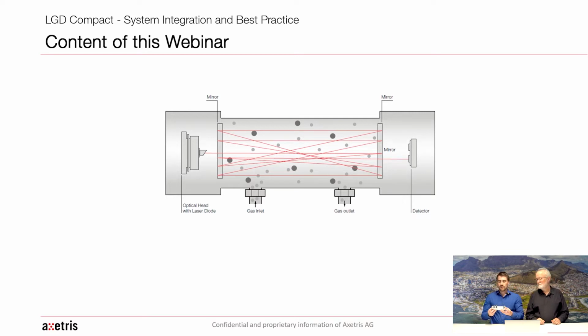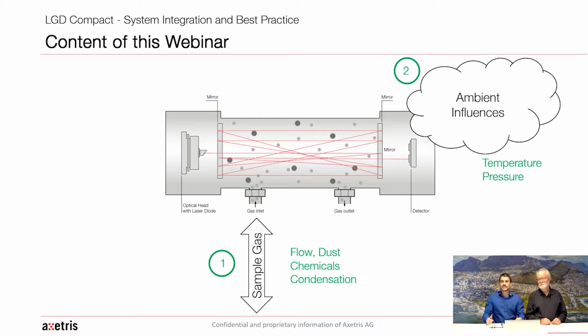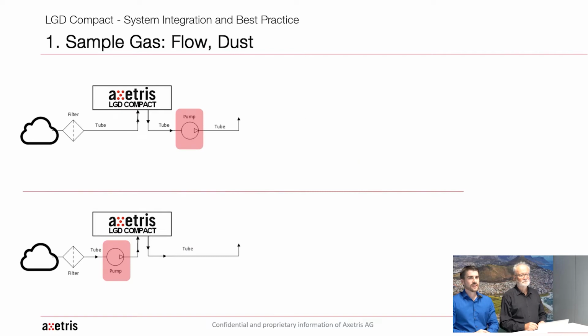Today we will focus on all system boundaries and show you how easy the integration is when you follow some basic rules. First we look at the sample gas, including flow integration, dust, chemicals and condensation. Then secondly, we consider the ambient influences of temperature and pressure. And at last, we connect the sensor to a laptop via USB interface and pick out the topic of battery operation. So first we start with the sample gas and flow integration. Now, Urs, it's your stage.